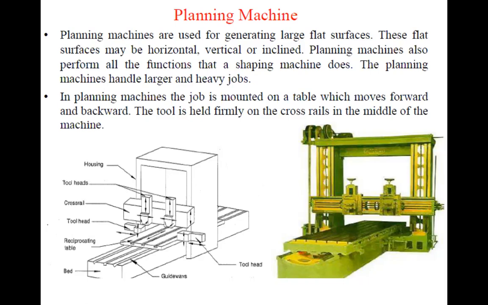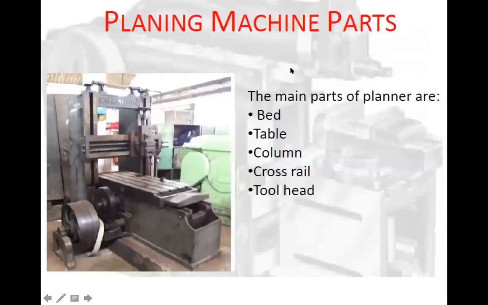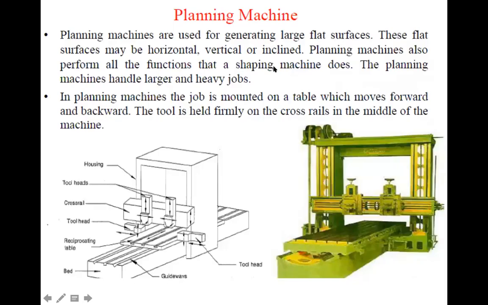The planing machine also performs all the functions that the shaping machine does. Whatever operations can be performed on the shaping machine can be performed on the planing machine. The only thing is that planing machines are used for heavy workpieces. If heavy cuts are required, then we go for a planing machine. If it is small cuts and small to medium workpieces, we use the shaper machine.